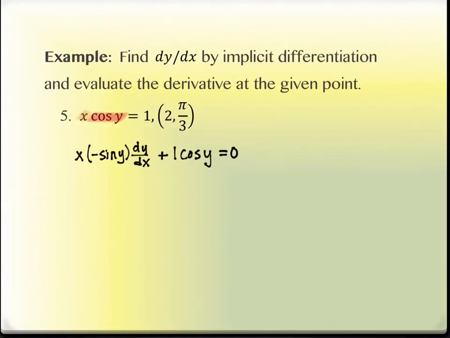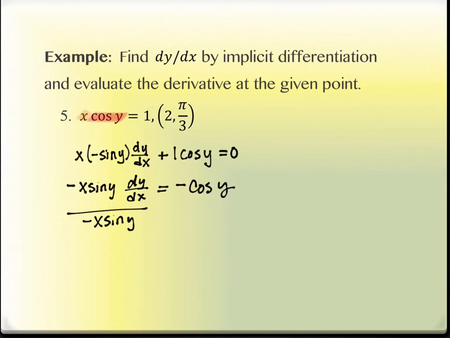So if you would like to clean up a little bit, you can pull the negative through. So negative x sine y dy dx. And at the same time, I'm going to go ahead and move my cosine. So this will be negative cosine of y on the right. And then I'll divide by negative x sine y. Are they both negatives? They are. Cool. So I can actually simplify this one to addition.